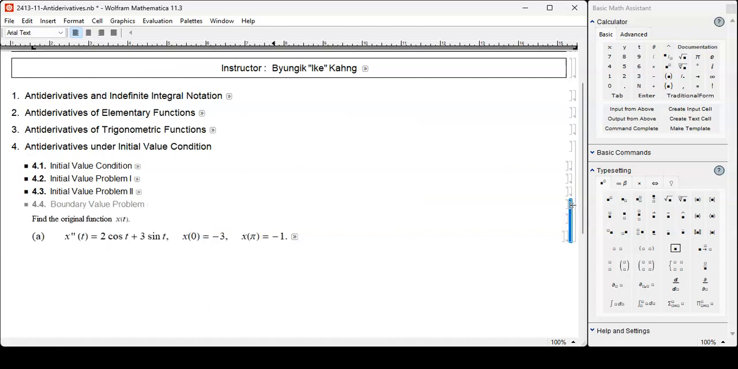As for boundary value problems, oh come on, this is... Oh, we do have some time. Okay, alright, let's go ahead and do that.